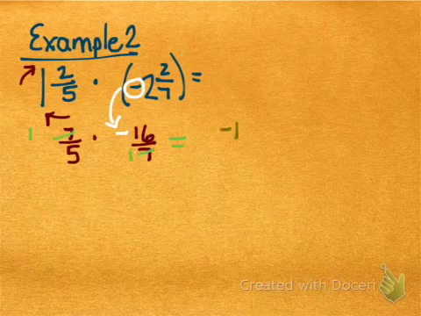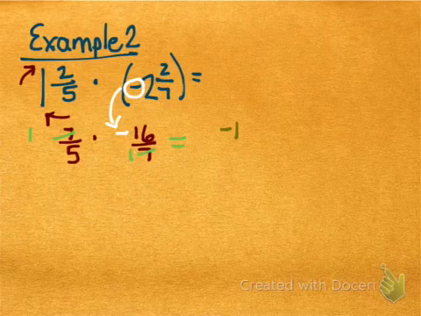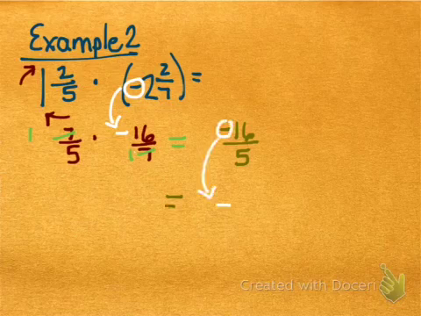And then you can't simplify with the negative 16 and the 5, so you just multiply your numerators. 1 times negative 16, and 5 times 1 is 5. And of course, you need to just bring that negative down into your answer.